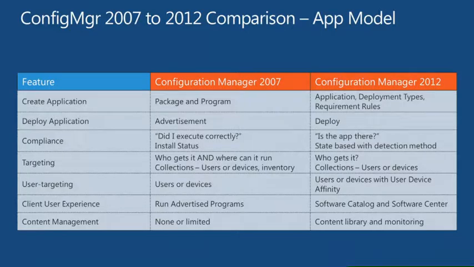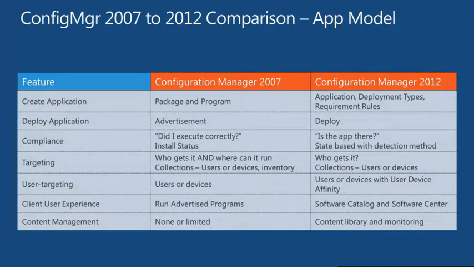The last two points are about client user experience. We had run advertised programs as the way to get your applications. That was a push model. Now we have a pull model as well as a push model, meaning you have the software catalog. It's like a software portal that users can go to on your corporate internal site, get to the Configuration Manager portal, and self-serve applications that are available to them. Or you could also get the applications in Software Center. So there are multiple options, push and pull, again making it simpler.